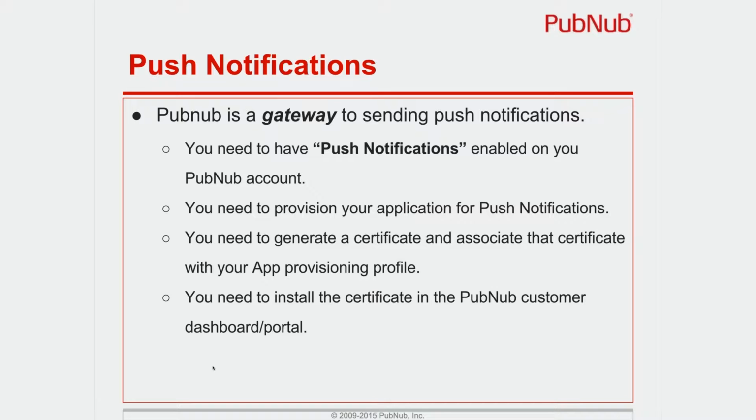Okay. You need to generate a certificate and associate that certificate with your app provisioning profile. Once you have that certificate, you'll want to install that certificate in your PubNub customer portal or customer dashboard where you enabled push notifications to begin with. That's just a small laundry list of the things that you need to do in order to do push. And really the only requirement PubNub's putting on you here is that you enable push notifications, and once you have your certificate, you install that in the customer dashboard. Okay.